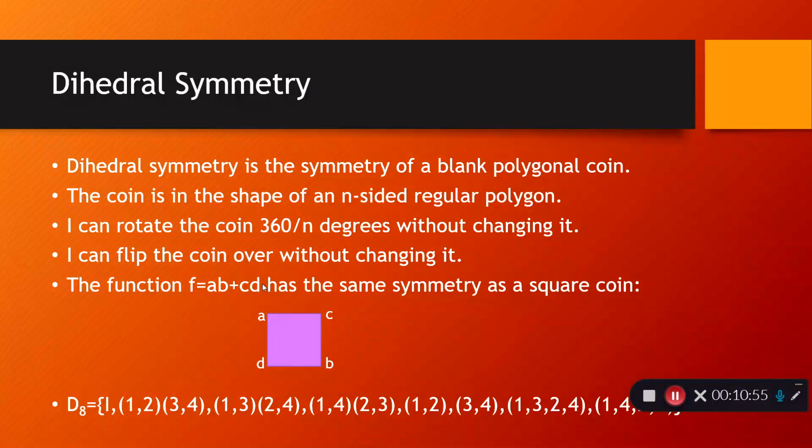The symmetry group is known as D8, and part of it is invisible here, and I don't know exactly how to make it visible, but the last permutation is (1 4 2 3). And this is the symmetry group of that. It is known as the dihedral group of order 8. It encapsulates all the changes you could make to the square without actually changing it, and it also encapsulates everything that you can do to this function AB plus CD without changing it.